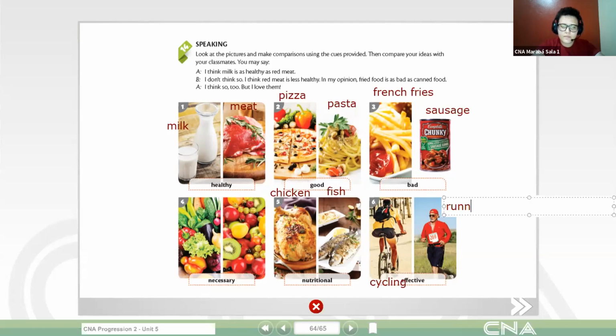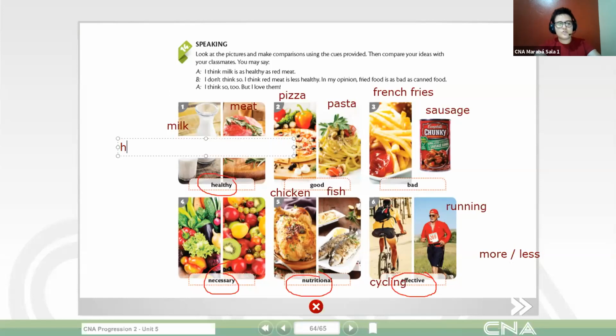And the adjectives that you need to use are healthy, good, bad, necessary, nutritional, and effective. So like I said, long adjectives, necessary, nutritional, and effective, you have to use the words more or less if you're going to make the comparison for inferiority or superiority. For short adjectives like healthy, for more, I'm going to use healthier, and for less, I will use the word less. So I can use healthier for more or less for less.